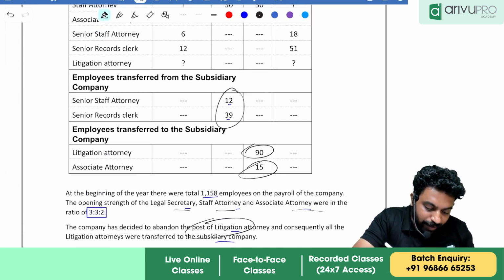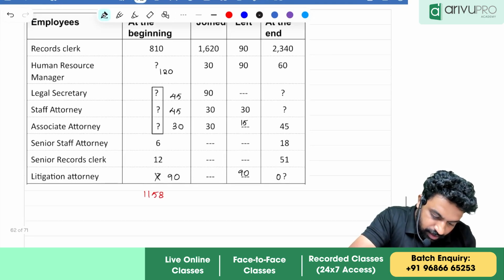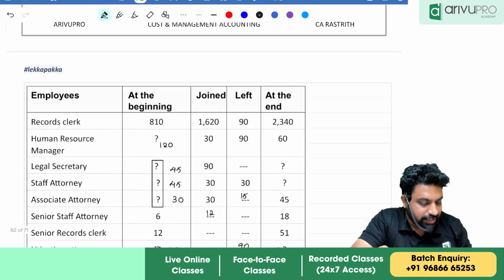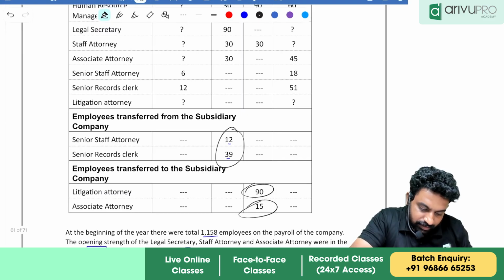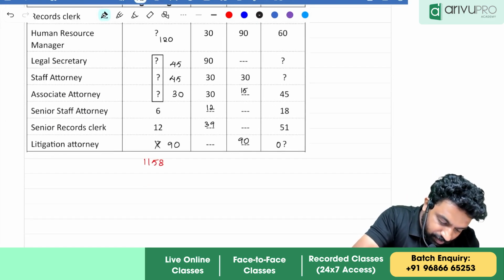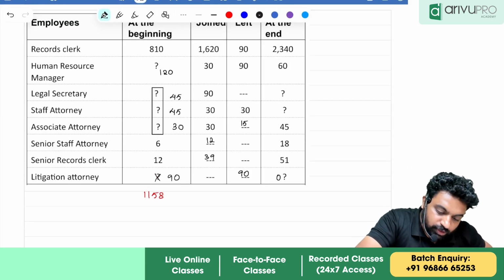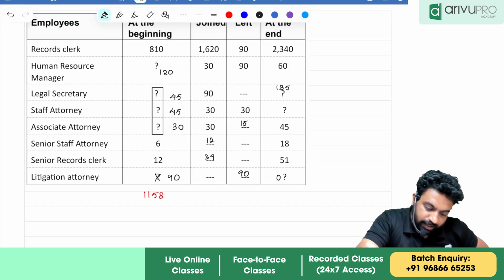Senior staff came 12. So, senior staff attorney 12 came in here. It became 18. And senior record 39 came in. It became 51. Now, talking about legal secretary closing. No one left. So, it will be 135.